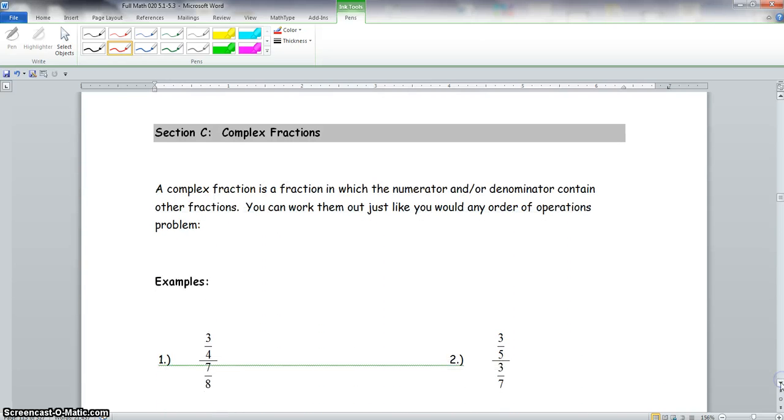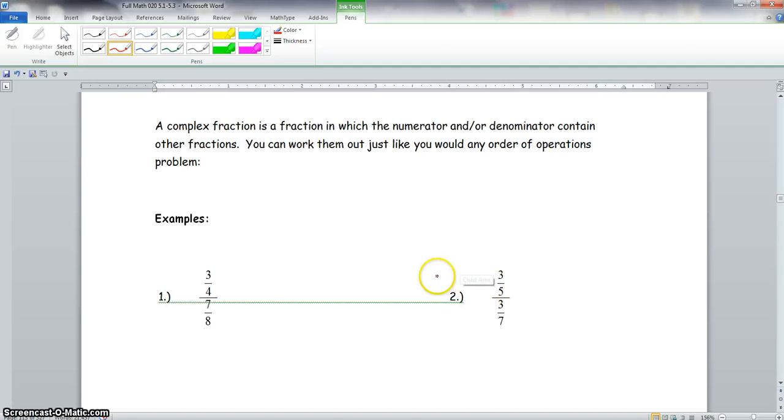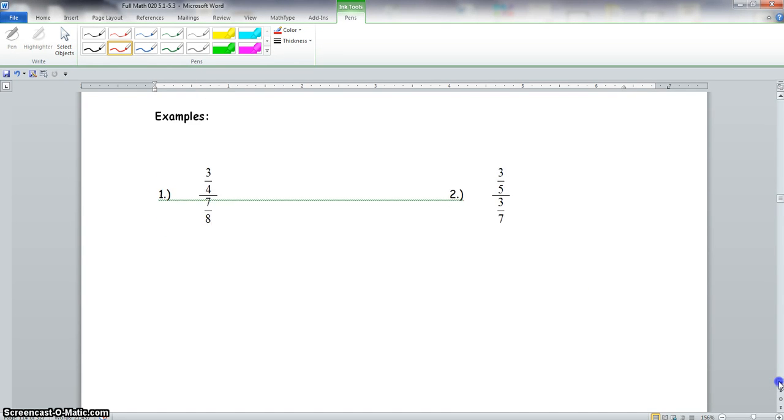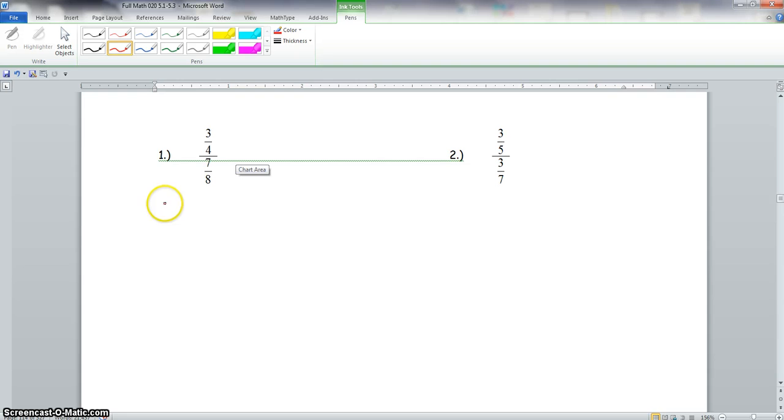Okay, now we go to section C, complex fraction. A complex fraction is a fraction in which the numerator and or denominator contain other fractions. You can work them out just like you would any other order of operation. Now, this is what happens here. You basically have a fraction divided by a fraction. And this is how we could do it. We could write the top fraction, which is 3/4, divided by the bottom fraction.